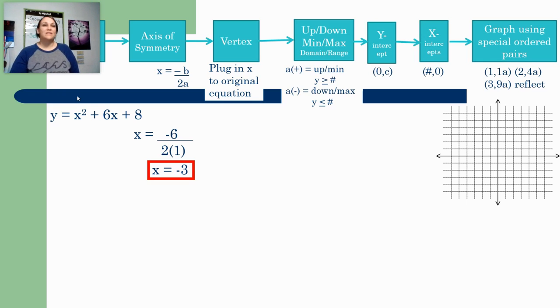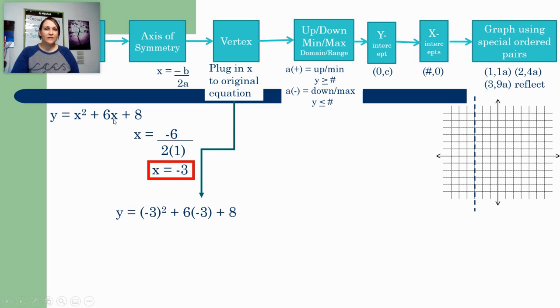My next step in my flowchart is finding the vertex. To find the vertex, I'm going to take the number that I found from the axis of symmetry, and I'm going to plug it into the original problem and solve for y. So here I've plugged in negative 3 for both of these x's. Notice that I surrounded it with parentheses. That's very important, especially if it's negative.